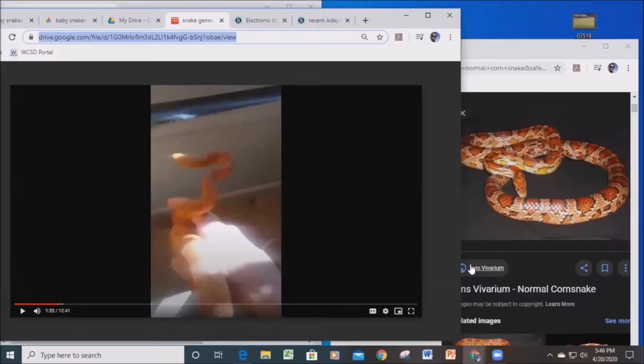All right, here over on the right of the screen, I'm showing you what a normal corn snake would look like. It does have the red and the orange, but it's got the well-defined black in there as well. None of the corn snakes that I have as pets are normal corn snakes.